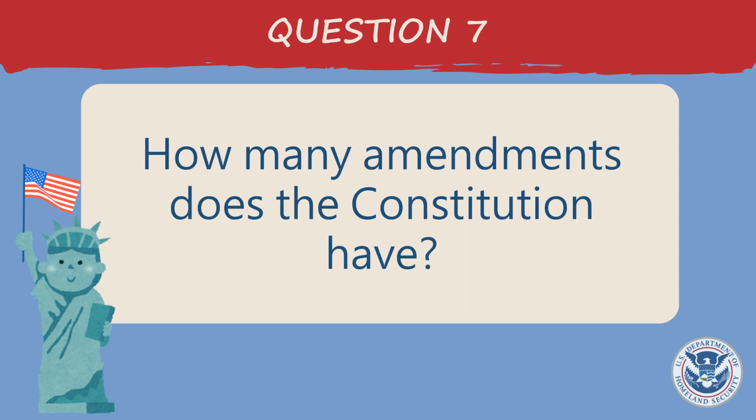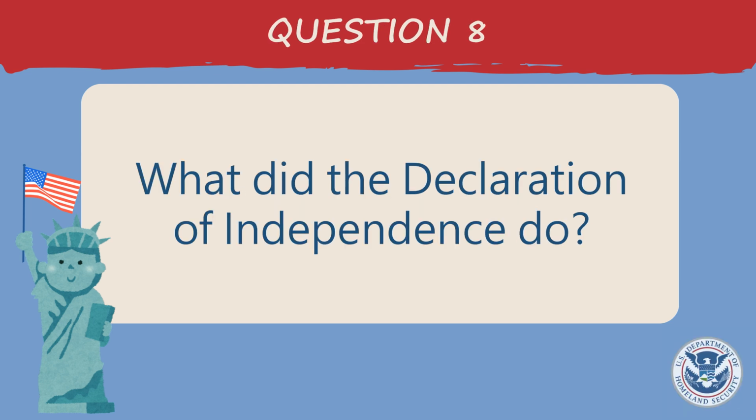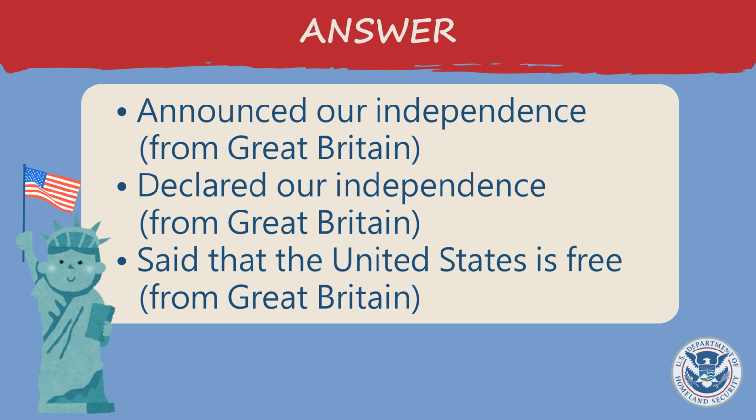How many amendments does the Constitution have? 27. What did the Declaration of Independence do? Announced our independence from Great Britain. Declared our independence from Great Britain. Said that the United States is free from Great Britain.